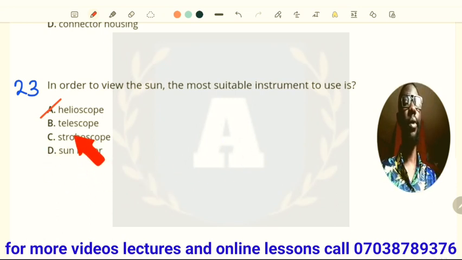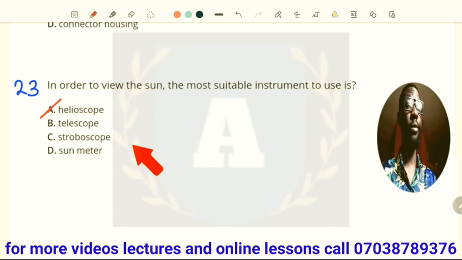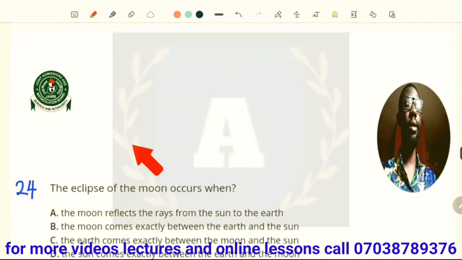If you want to view a far object, you use a telescope, and this one is used in studying the vibration of water waves precisely. Now, a helioscope is actually used to view the sun without damaging the eye.